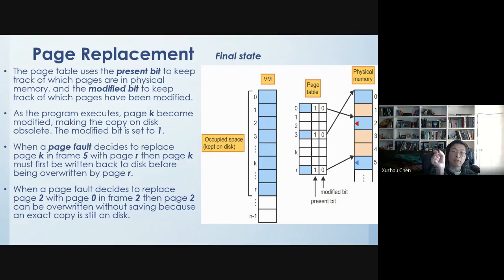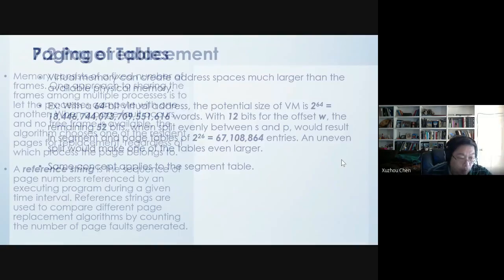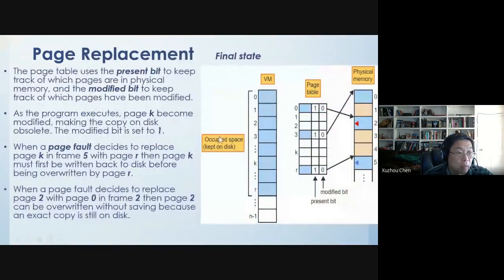Then we have something called the present bit. Okay, I need to set up a pen so I can write. This present bit basically shows whether this page is loaded into the physical memory yet. In this diagram, this is the program. This whole thing is the logical memory, the virtual memory.